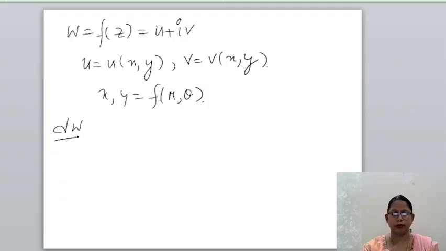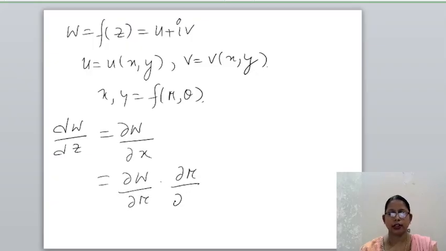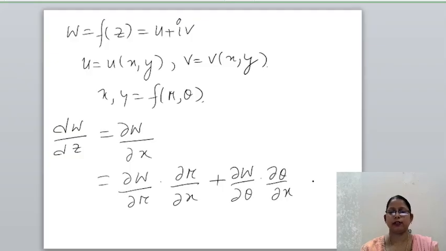Then the derivative of w with respect to z, the derivative of the function f with respect to z, is the partial derivative of w with respect to the variable x or y. Now w is a function of u, v; u, v is a function of x, y; x, y is a function of r, theta. So the derivative of this function in polar coordinates is del w by del r del r by del x plus del w by del theta del theta by del x, with this equation.